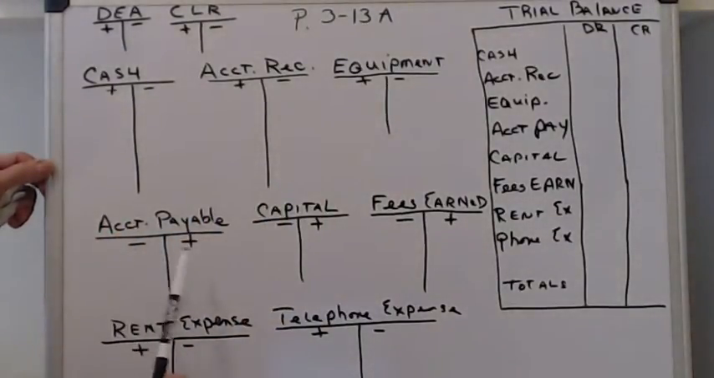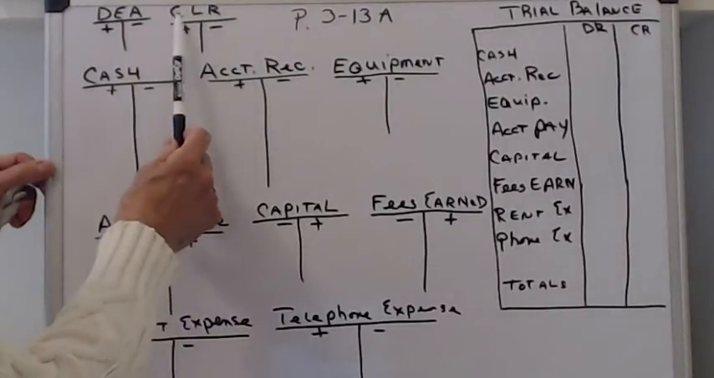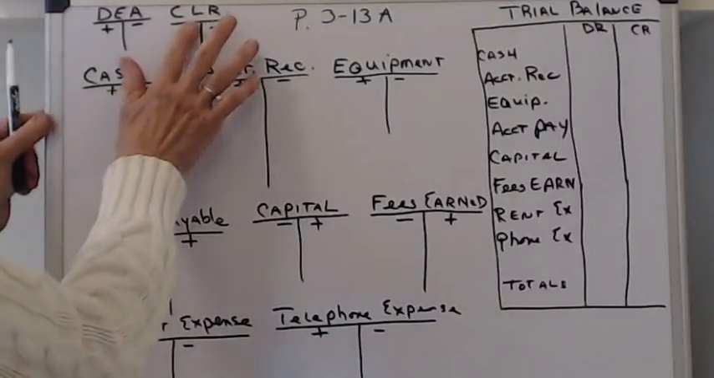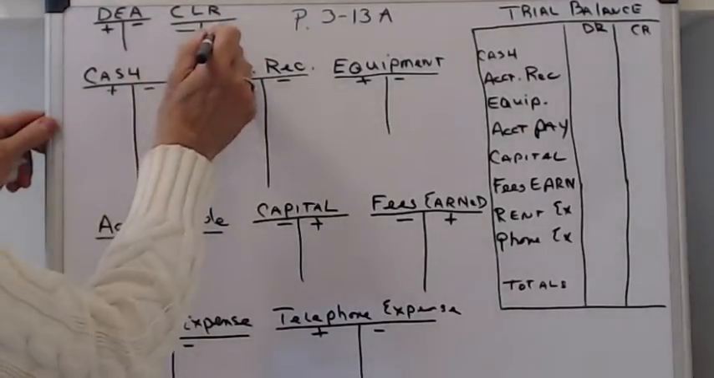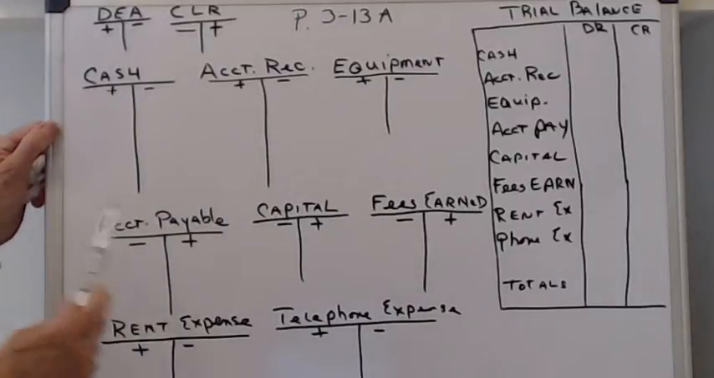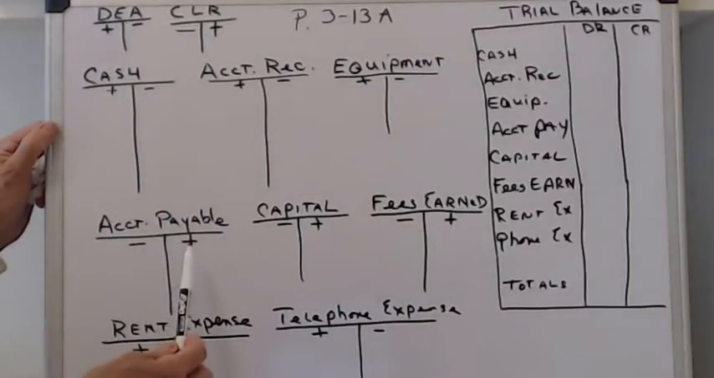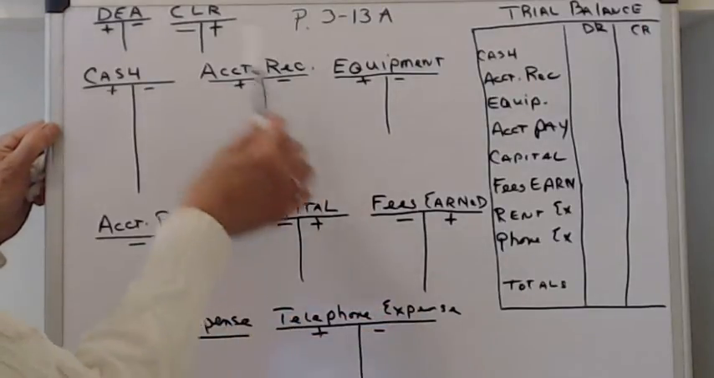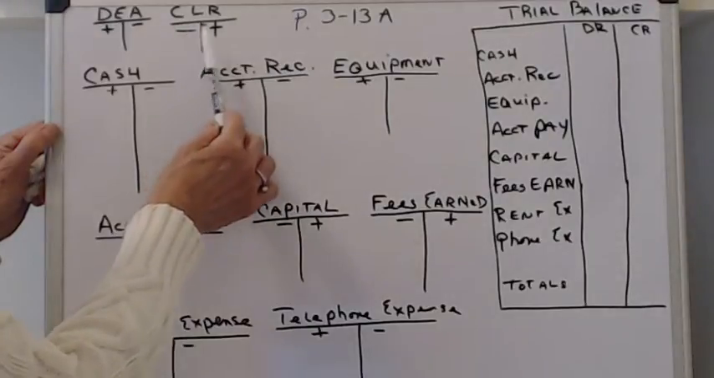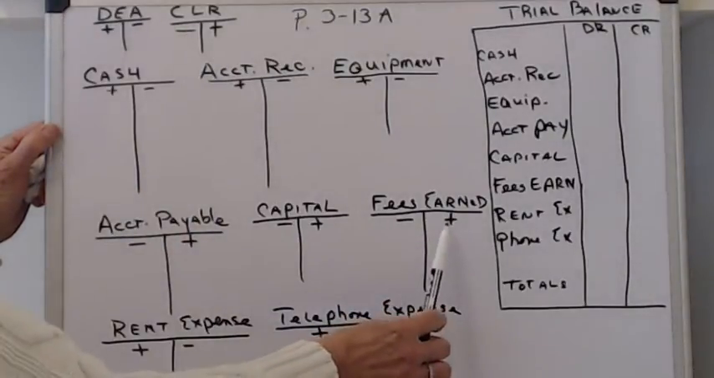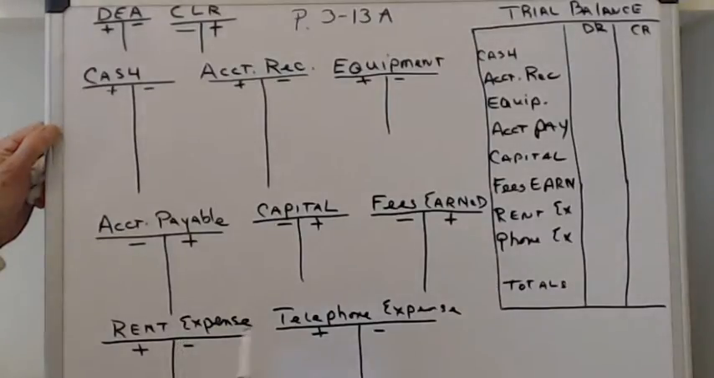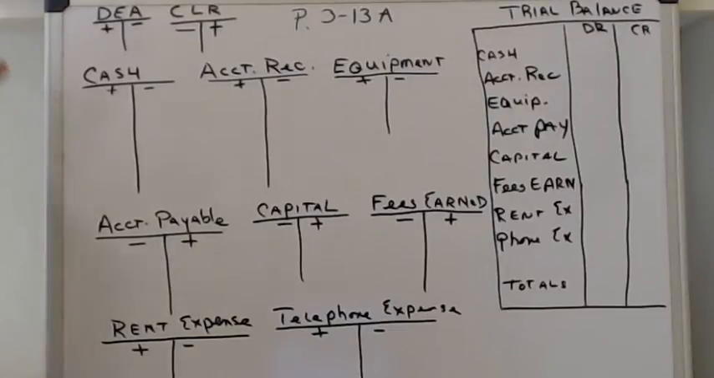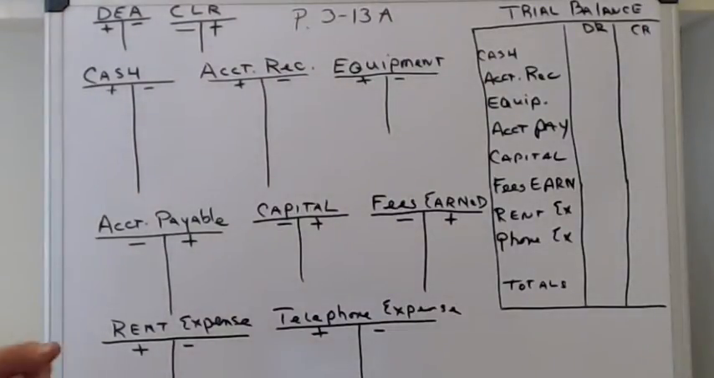Accounts payable changes categories. This is a liability. It's one of the CLR accounts, so I made an error here. It's minus, plus. So I put minus and plus on the liability. Capital and revenue are also CLR accounts: minus, plus, and minus, plus. Then I go down to the expenses, and those are the DEA, E for expense: plus, minus. So once I get my plus and minus in, I'm ready to fill in the T accounts.